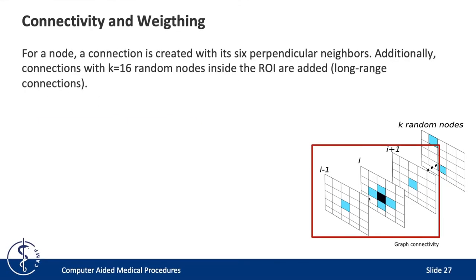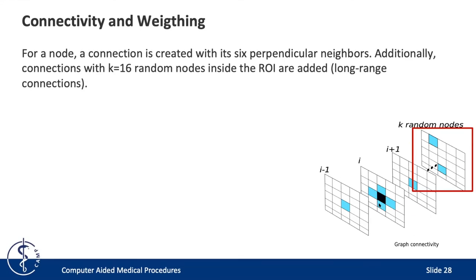We also want to include for every node some connections from low uncertainty points. So we can take a look at connections to high uncertainty, but also we want to look at those elements that have high confidence to do this propagation, to propagate information from these high confidence points. So in order to bring this long-range information and also to include information coming from high confidence elements, we decided to include k different random nodes coming from inside the anatomy of interest.